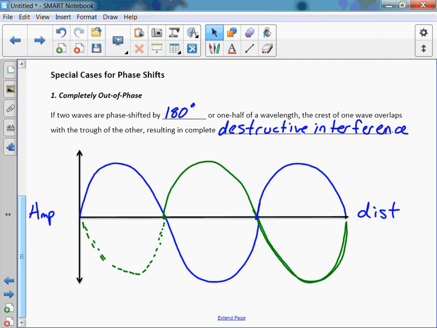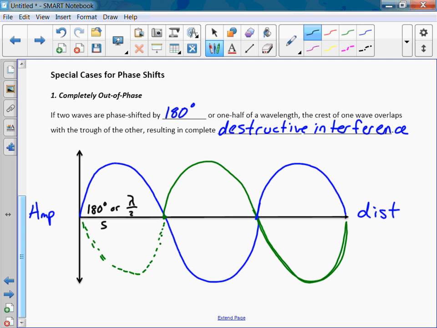Let me just label that as 180 degrees or 1/2 lambda. So a 180 degree or 1/2 lambda shift. The resulting wave, we have complete destructive interference here. The resulting wave is just flat. There's nothing actually there. The two waves completely cancel each other out.